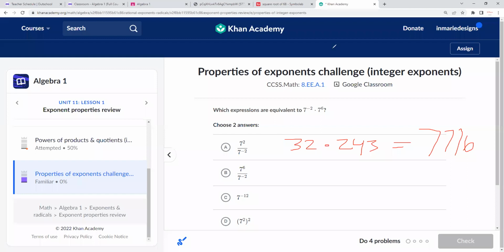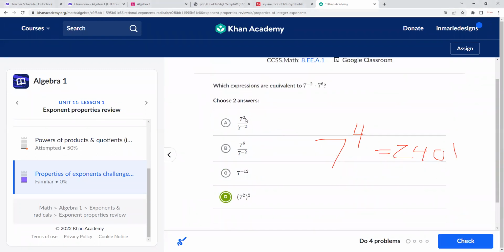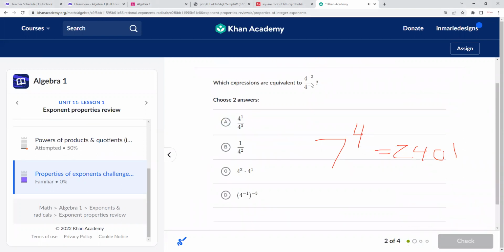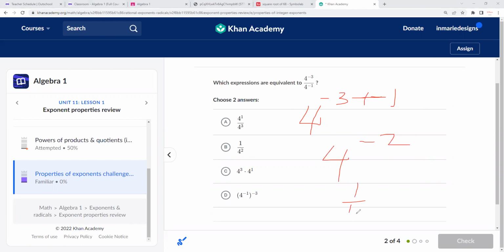Let's try this one again. Which ones are equivalent? Well, if I combine those, I would get 7 to the 4th. And if I see what that equals, that would get me 2,401. So what else would get me that? This also would be 2 minus -2 is 7 to the 4th. Just those two. Okay, if I subtract, I would get 4 minus 3 minus -1, which is -3 plus 1, which is 4 to the -2nd, which is 1 over 4 to the 2nd, which would be this and this. And that's it.